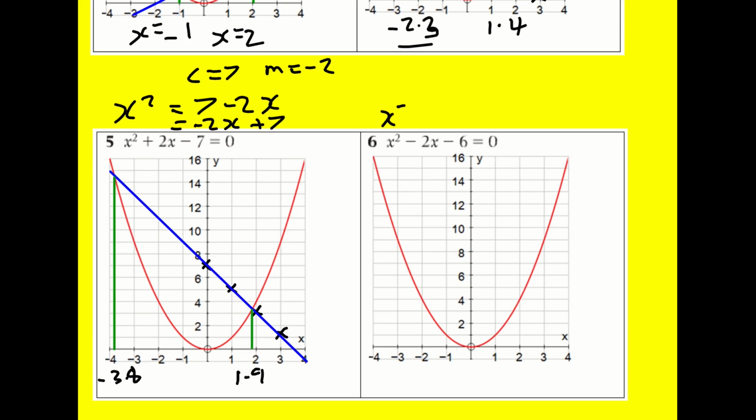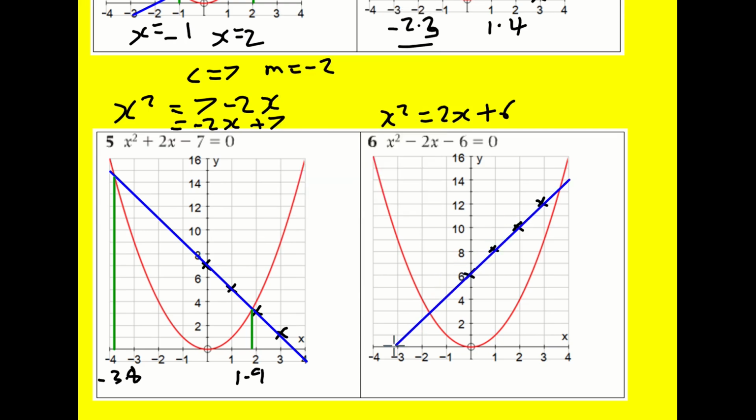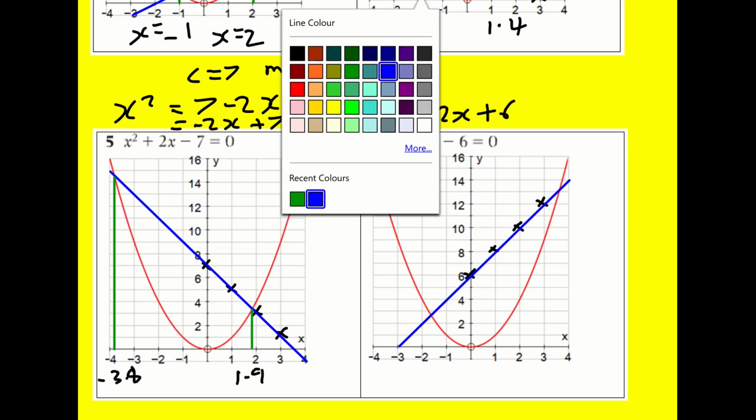This time I'm going to rearrange it to x squared equals 2x plus 6. So then I'm going to go there. I'm going to go along 1, up 2, along 1, up 2, along 1, up 2, connect it up. Got to make sure I'm being accurate. That's okay. Green line coming down.